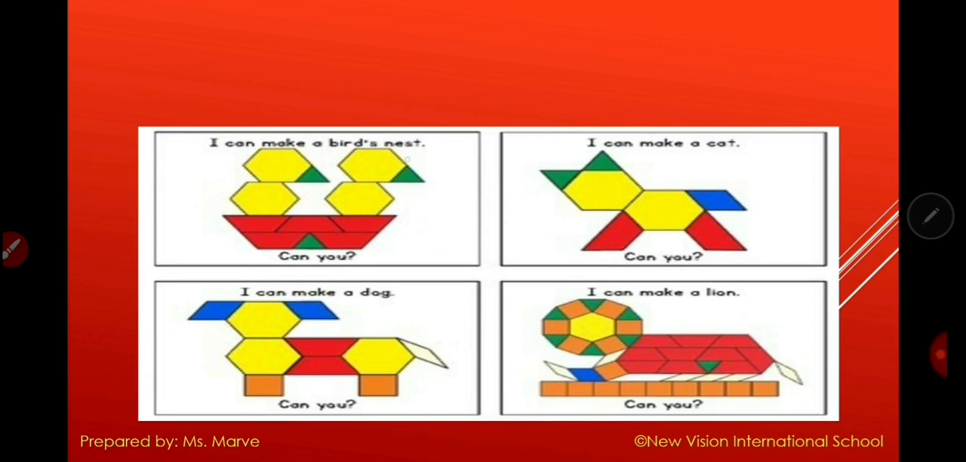I can make a bird's nest. Can you? You can draw it first and try to use different smaller shapes. Put it together and it will look like this. How about a cat? Can you make? How about a lion? Oh, it's interesting. How about a dog?